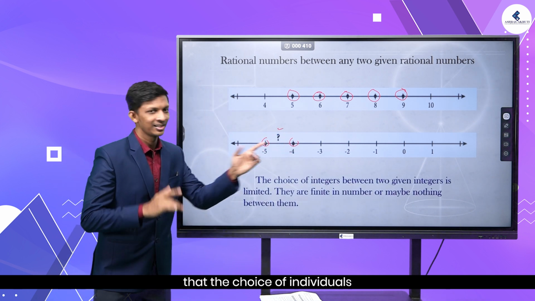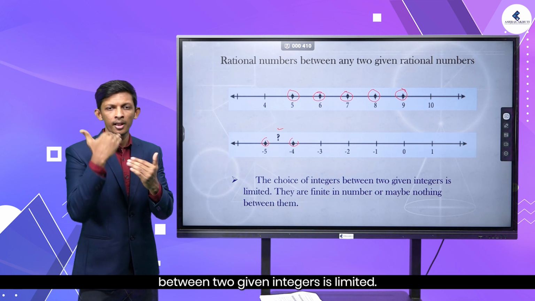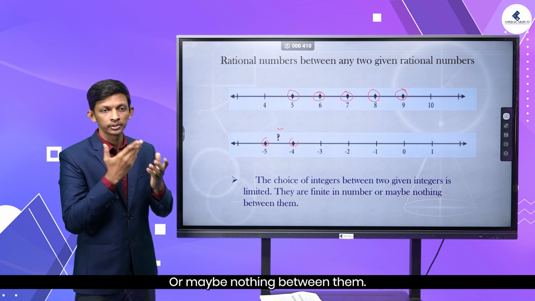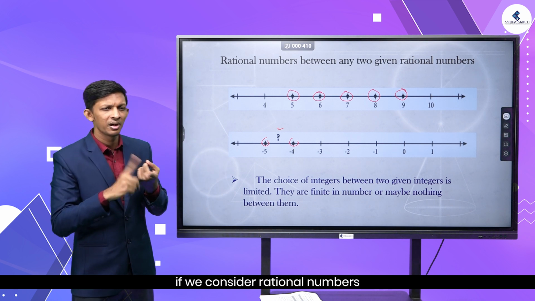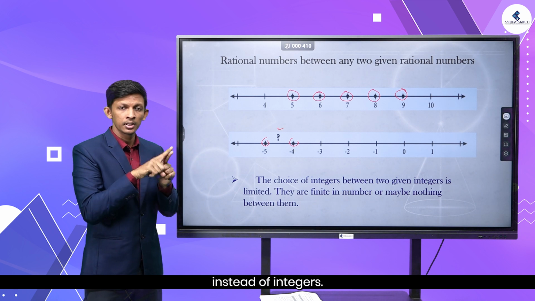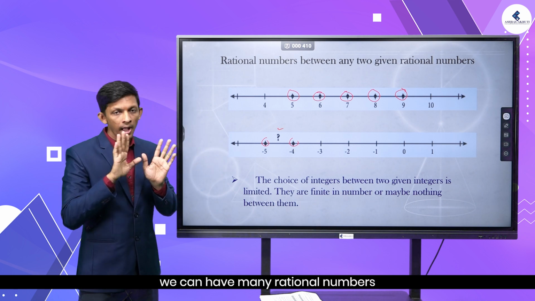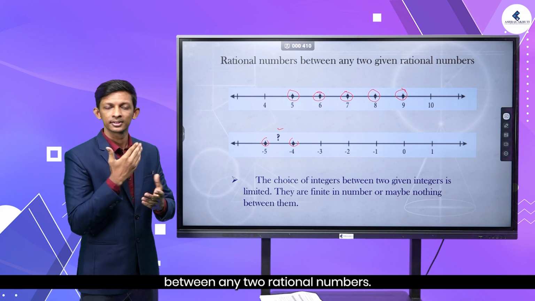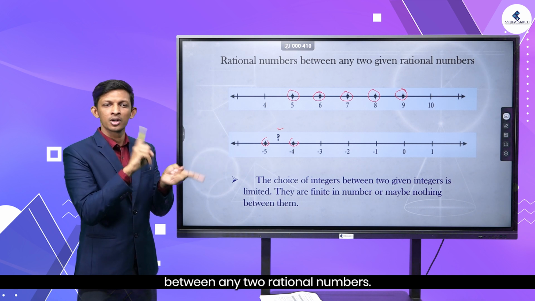This shows that the choice of integers between two given integers is limited. They are finite in number or maybe nothing between them. Let us think about what will happen if we consider rational numbers instead of integers. We will see that we can have many rational numbers between any two rational numbers. There are at least two methods to find more rational numbers between any two rational numbers.